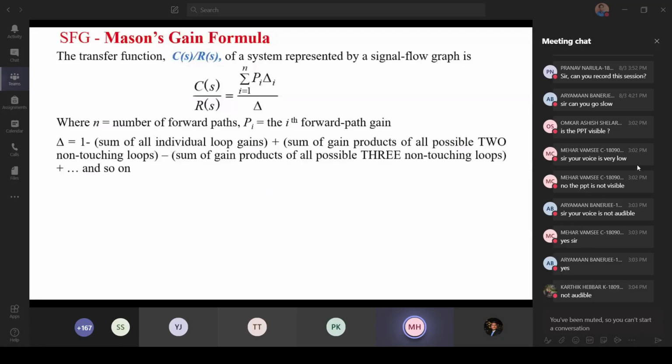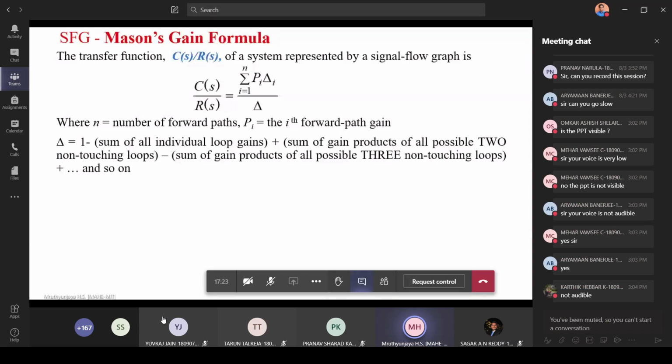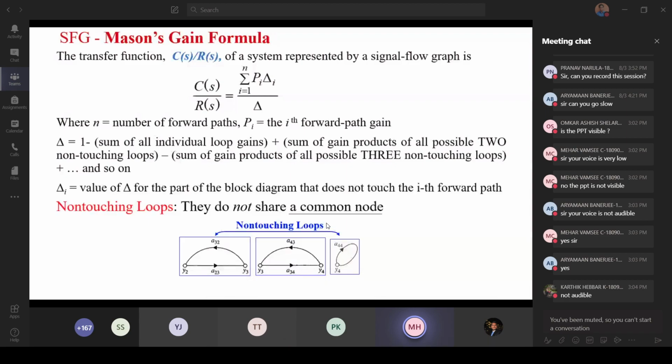Minus 3 non-touching loop gains, and so on. I shared this with you; I hope you might have seen. What exactly the non-touching loop is, is illustrated in the figure. So now let us apply this to find out a ratio between two parameters.